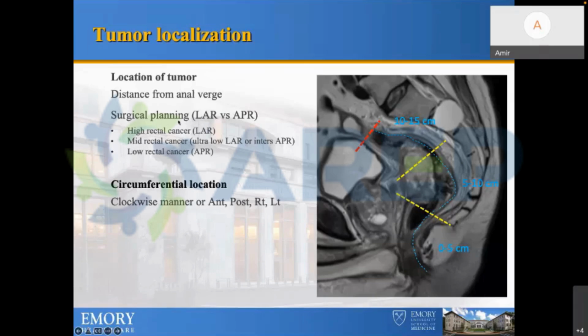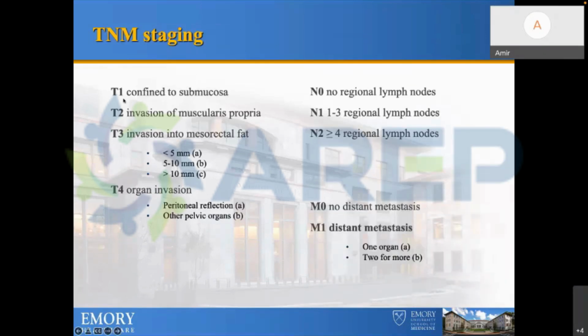Why is it important? The location of the tumor matters because different types of surgeries are used. For high rectal tumors, we do low anterior resection. For mid rectum, we do LAR, ultra low LAR, or intersphincteric APR, and for the low rectal tumor, we do the APR basically, where they usually take out the entire perineum. And then we talk about clockwise location: is it anterior, posterior, right, or left?